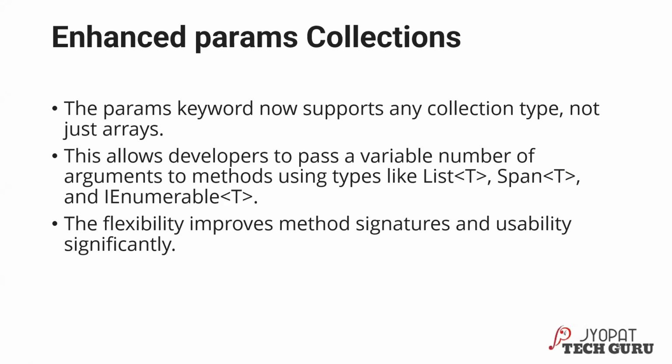The types of collection which we can use are enumerable, list or span. Any of these are available now through which you can send a list of data from one place to another. This allows developers to pass a variable number of arguments to methods using types like List<T>, Span<T>, and IEnumerable<T>. The flexibility improves method signatures and usability significantly.